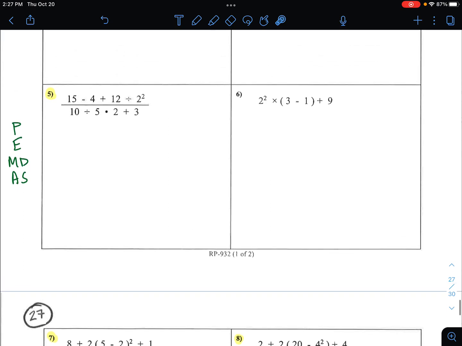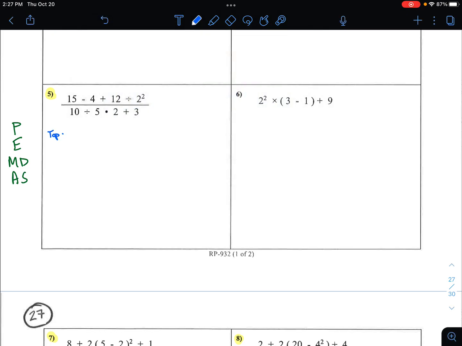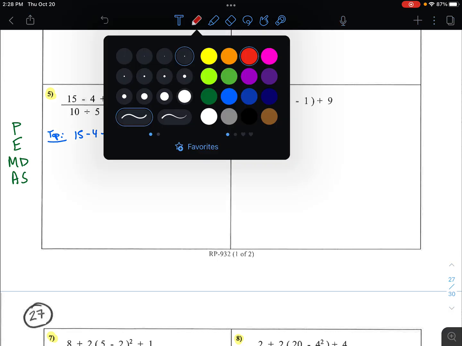So right over here, we have number 5, which is tricky because there's a division or fraction bar. So when we have one of these problems, we do PEMDAS to the top, and we do it to the bottom, and then we can rewrite it. So I have 15 minus 4 plus 12 divided by 2 to the second power. And on the bottom, I've got 10 divided by 5 times 2 plus 3. Is this the best way to do it? Well, it's one of the ways to do it. Some people will find faster ways. All right, so let's deal with the top first.